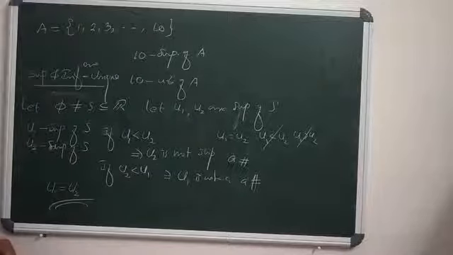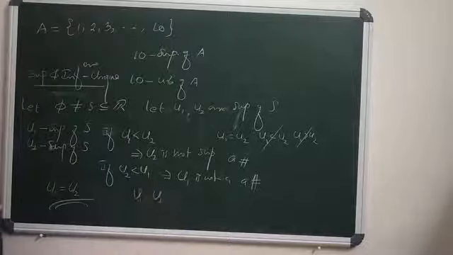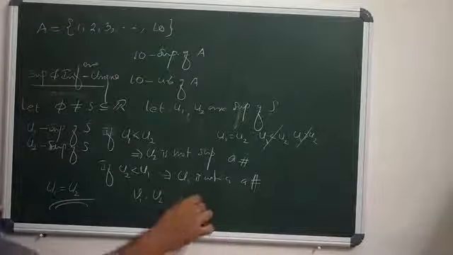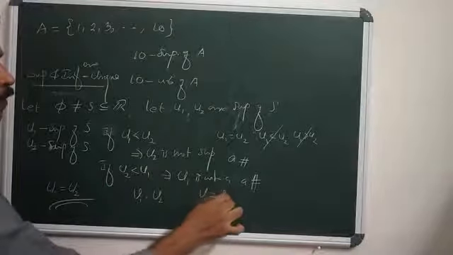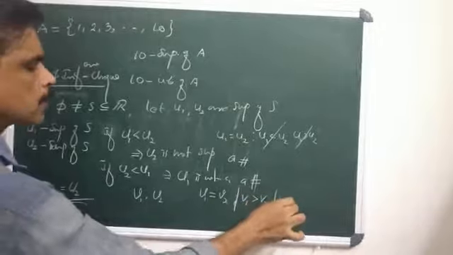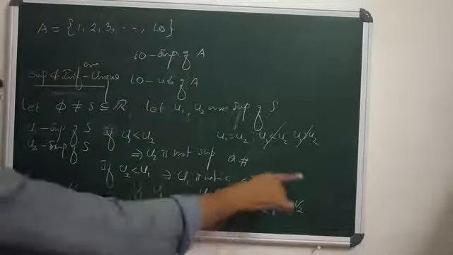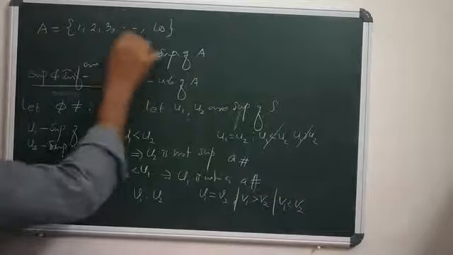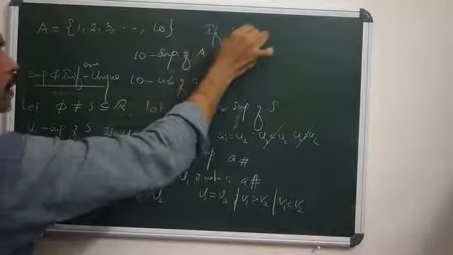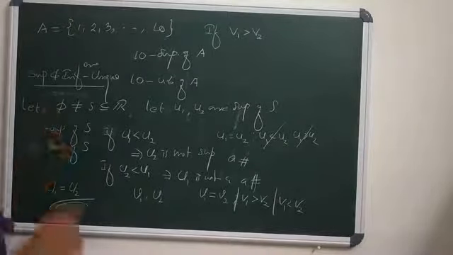Similarly, you can show that the infimum is also unique. Why? Suppose V1 and V2 are infimums of S. Then by trichotomy, either V1 equals V2, or V1 is greater than V2, or V1 is less than V2. In order to prove V1 equals V2, we have to rule out these two conditions. If V1 is greater than V2, that means V2 is not a lower bound, so it is not the infimum. That's a contradiction.